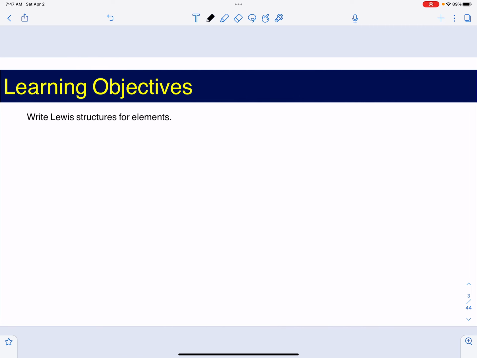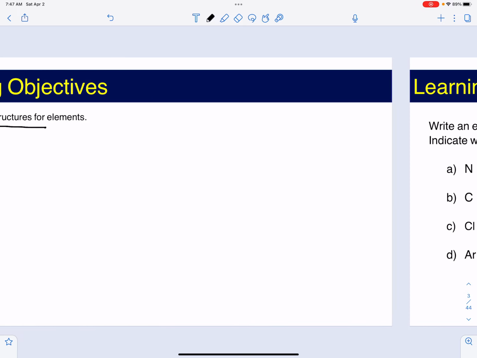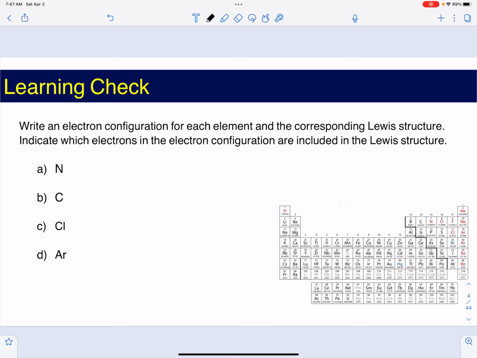So, let's start with the first objective. How do we write Lewis structures? And for that, we're going to refer back to what we just learned about the electron configurations. And we're going to start by doing the electron configuration of each one of these elements. So let's begin with nitrogen.